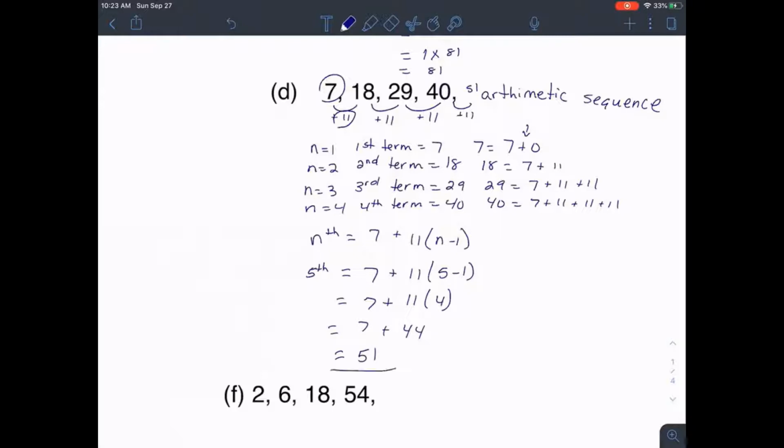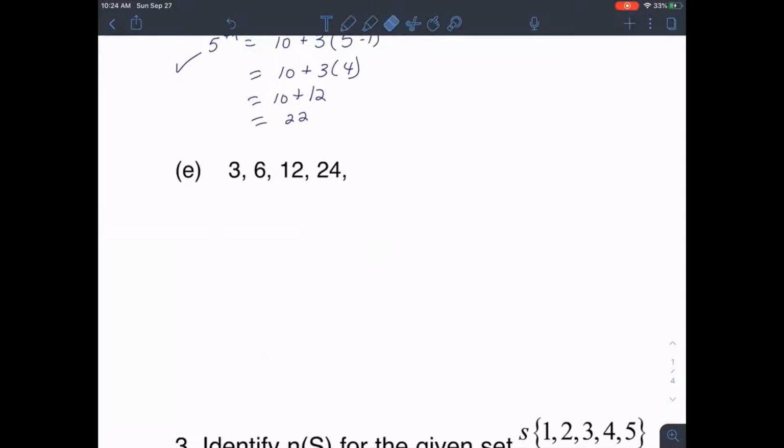So that means our fifth term is going to be equal to 51, just like we said. And let's go down to E. All right, so this one we actually have a geometric sequence again. So you have 3 times 2 is 6, 6 times 2 is 12, 12 times 2 is 24.